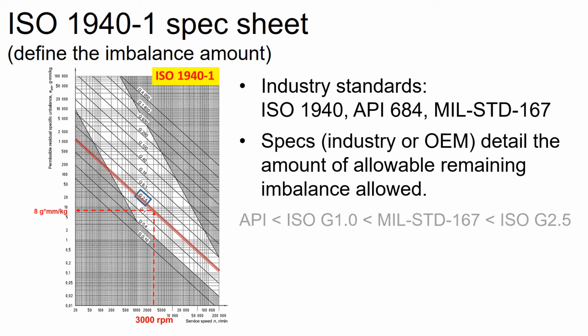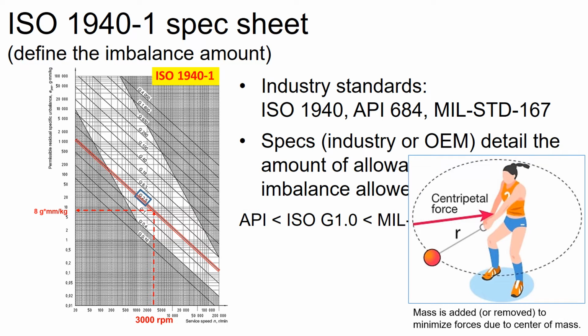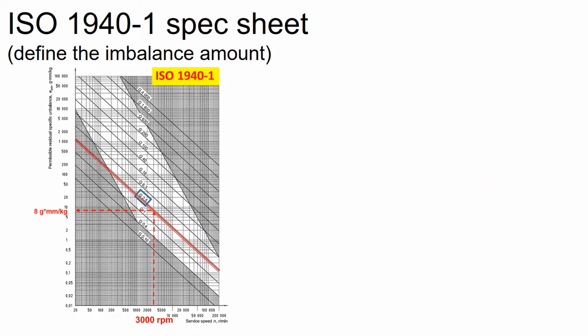It is essential to adhere to industry balancing standards such as ISO, API, and others. These standards detail the acceptable levels of remaining imbalance. API standards are more stringent than ISO G2.5 specifications. The primary goal is to minimize the force due to center of mass.